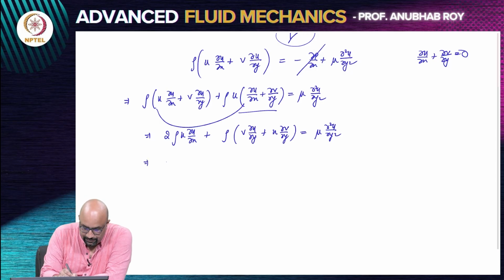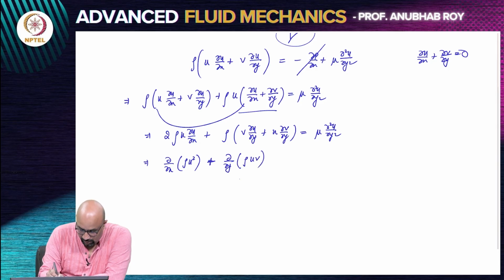The first term I can write as, so I am treating the fluid to have constant density, the first term I can write as dou x of rho u square. The second term I can write as dou y of rho uv, and the last term remains as it is.